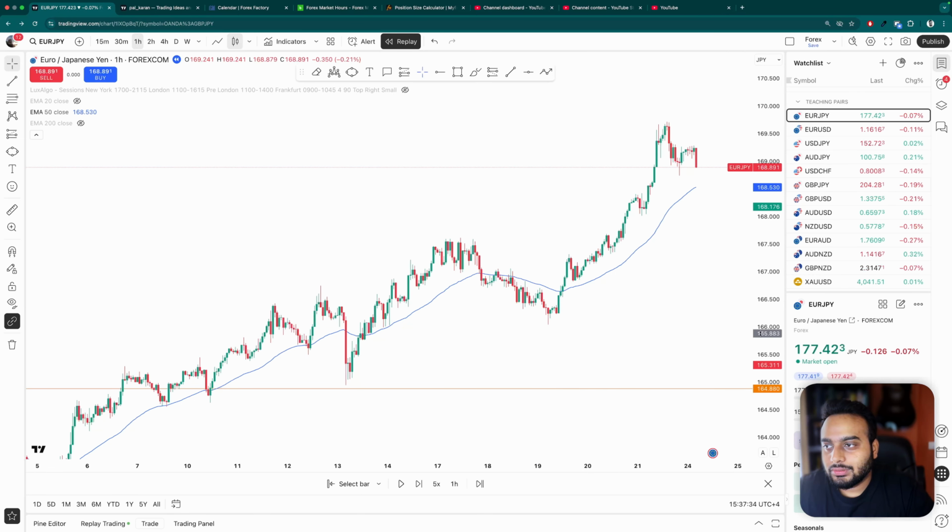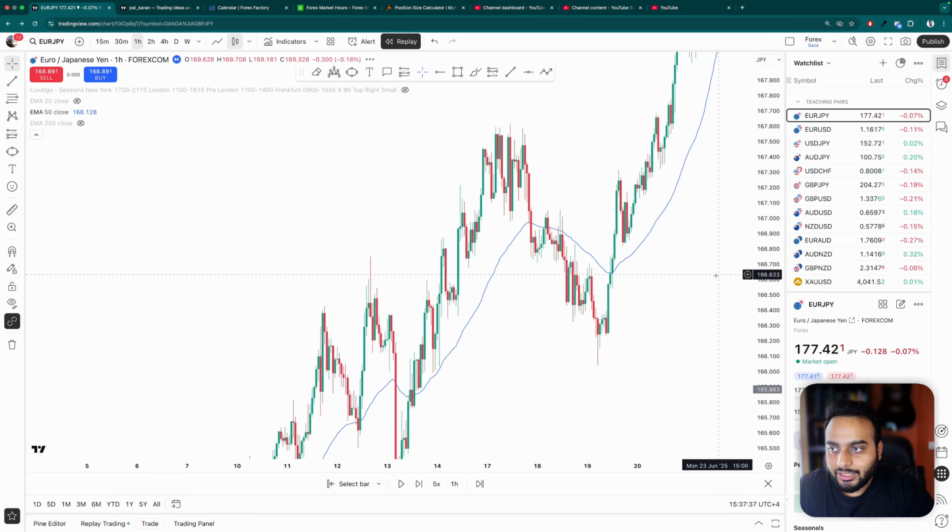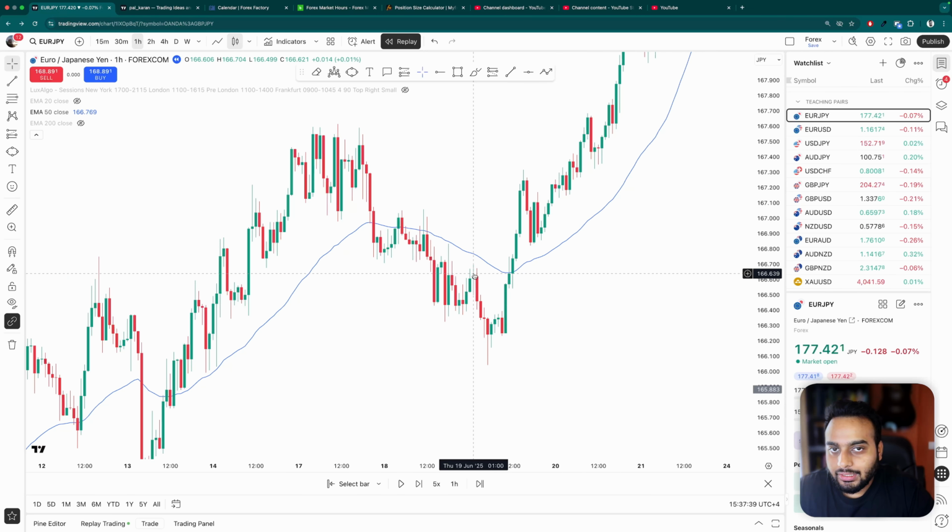Let's break this down. On 1 hour time frame, this is your lower high. This is your lower low, right? I hope that is clear. This is your lower high. This is your lower low. And the reason behind this was your higher low. This was your higher high. And then higher high, lower low, lower high, lower low, right?